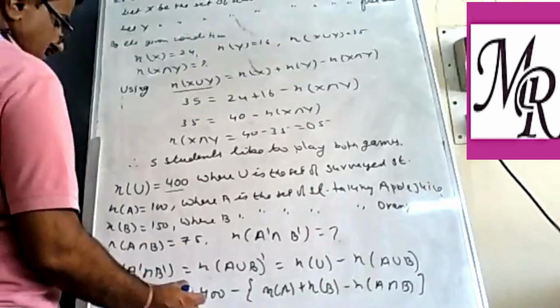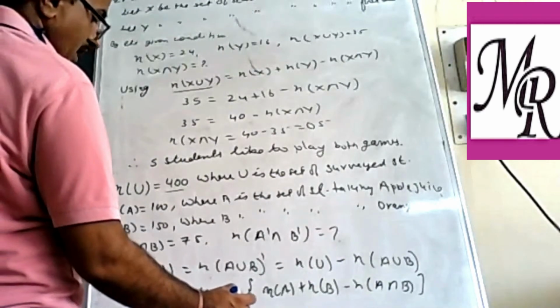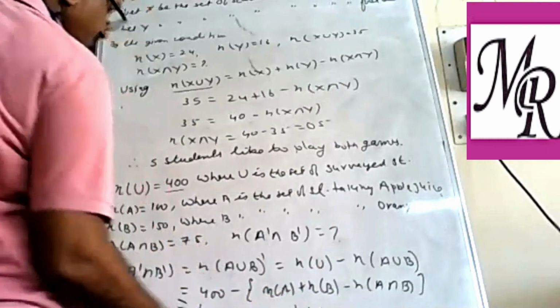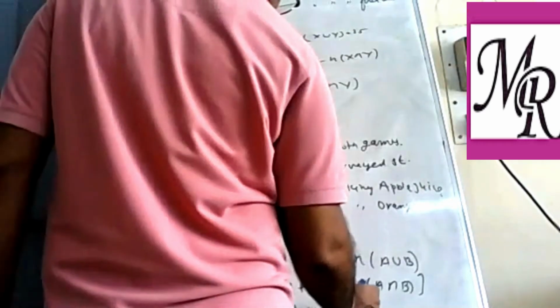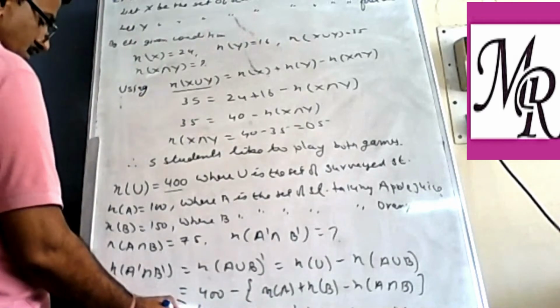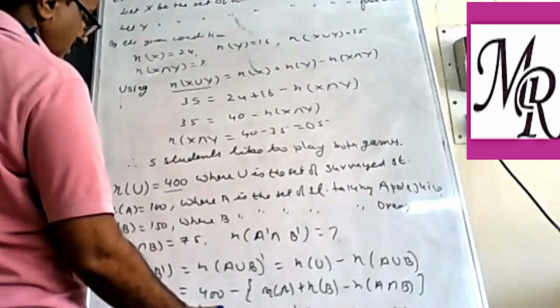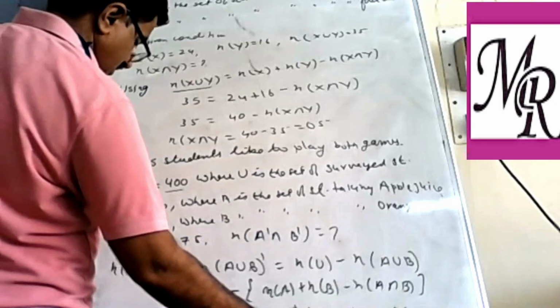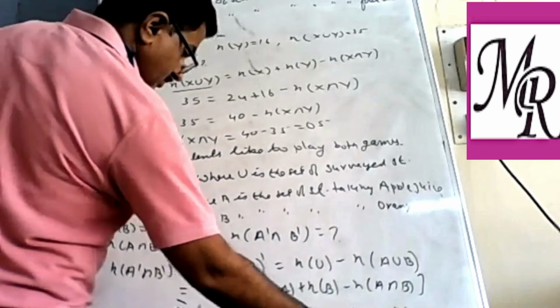So simplify this. 400 minus n(A) minus n(B) plus n(A intersection B). Now put the corresponding values. n(A) is 100, minus n(B) 150, plus 75. So if you solve, this value will be 225.